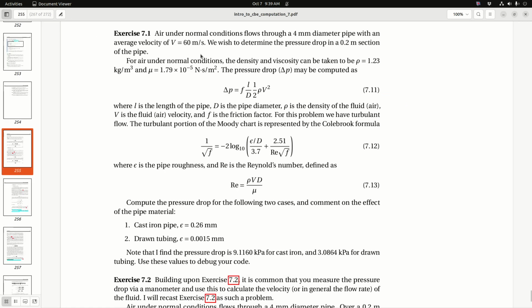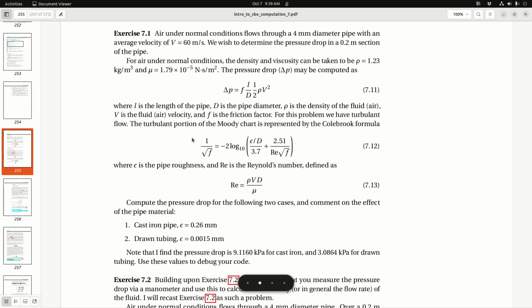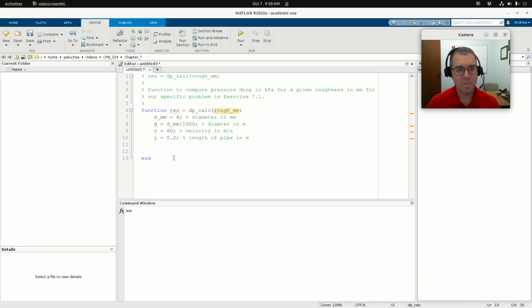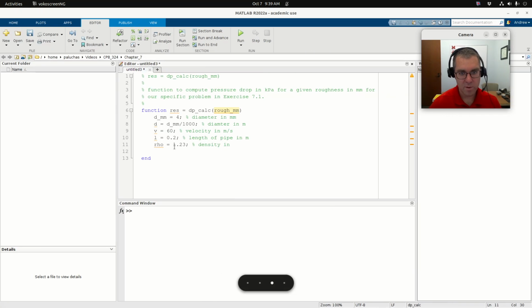So I have my velocity, and my length of pipe. Length is equal to 0.2. That's my length of pipe in meters. So I have length. Now I have density. So rho was equal to 1.23, and that's density in kilograms per meter cubed.